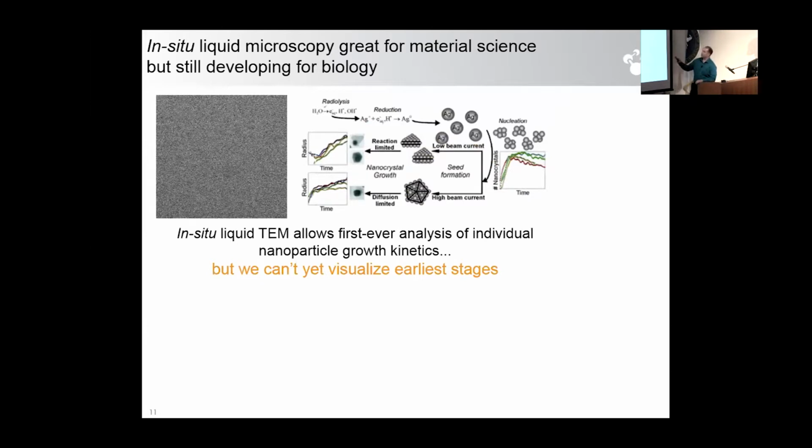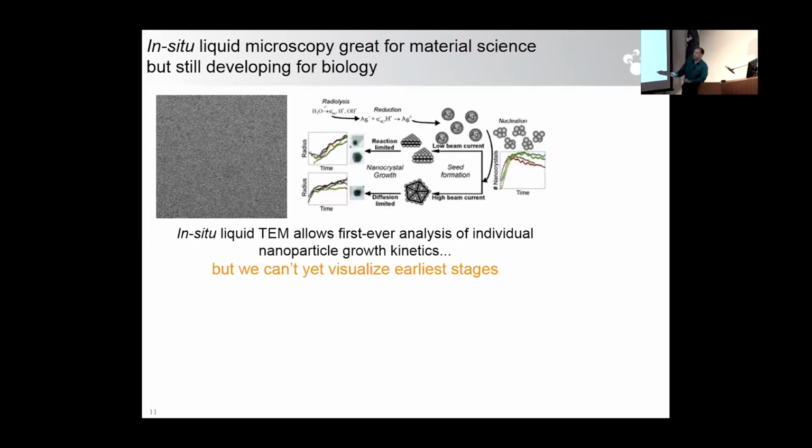And so although we've spent the last 8 years trying to develop in situ holders to allow putting a sample into the high vacuum of an electron microscope and allowing it to still be in a liquid or gaseous state, so its native environment, we've made a lot of progress and have had a lot of success in the material science area.